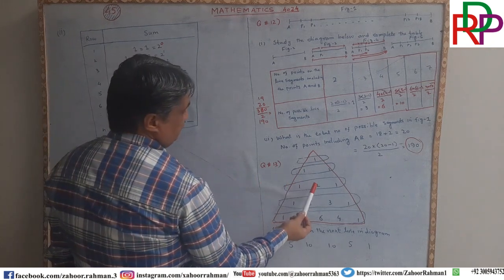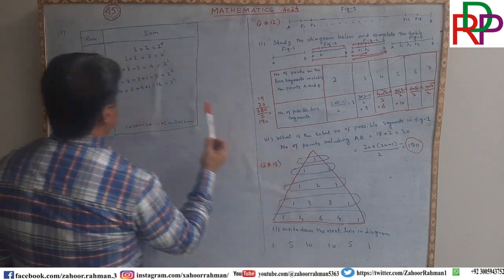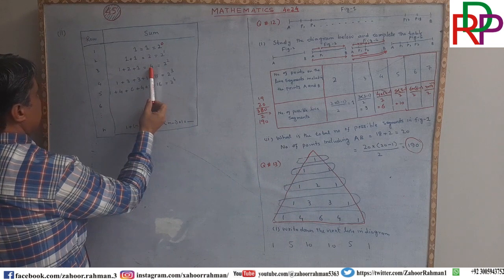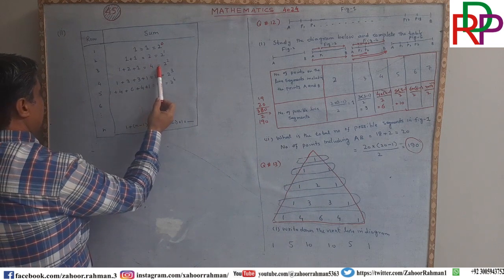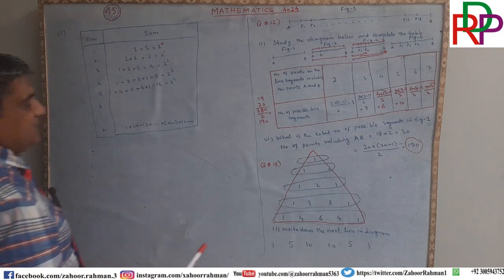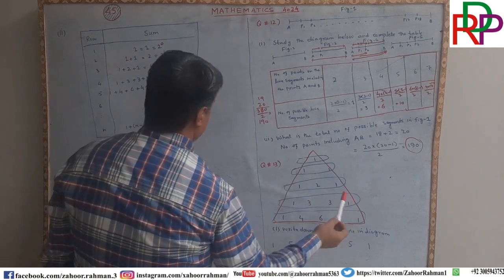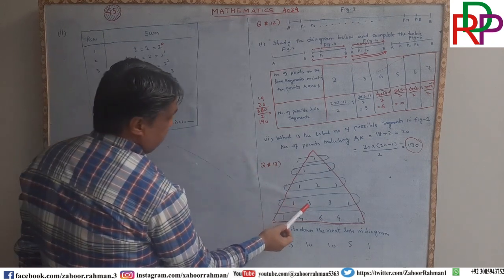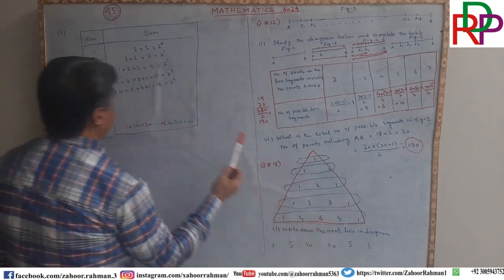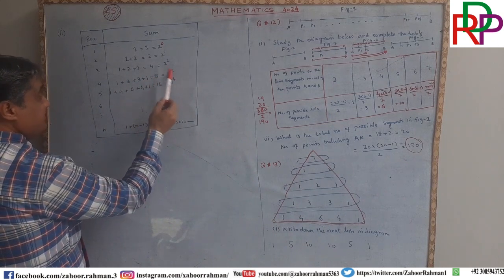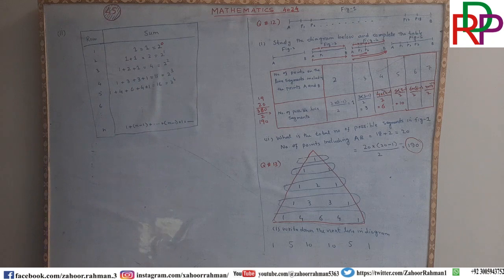The third row is 1 plus 2 plus 1, which is equal to 4. And 4 can be written as 2 raised to the power 2. Similarly, the fourth row is 1 plus 3 plus 3 plus 1, and that will be equal to 8, and 8 can be written in the form of 2 raised to the power 3.